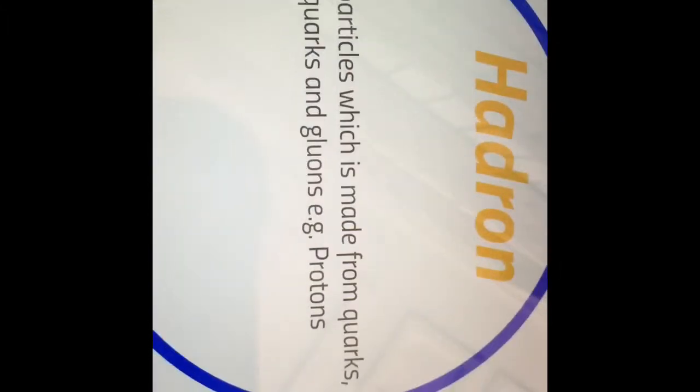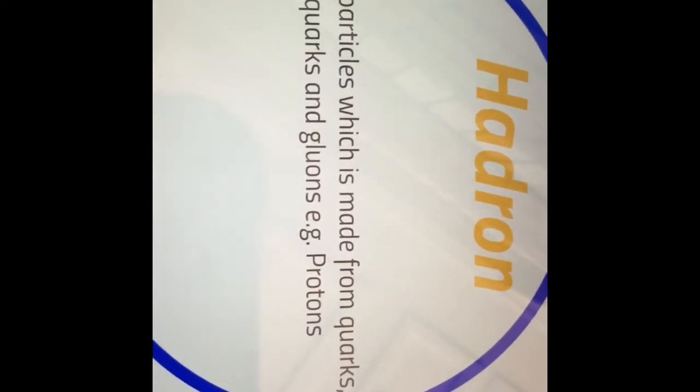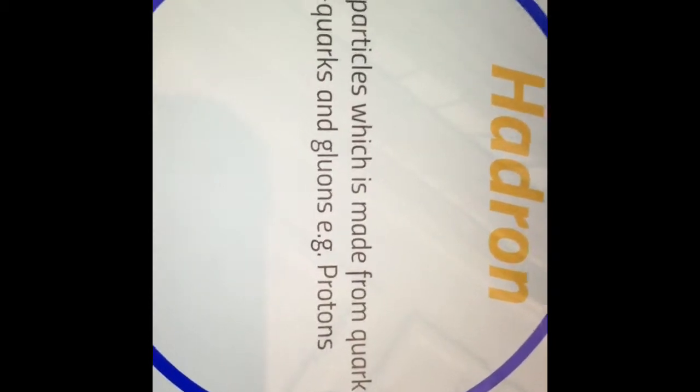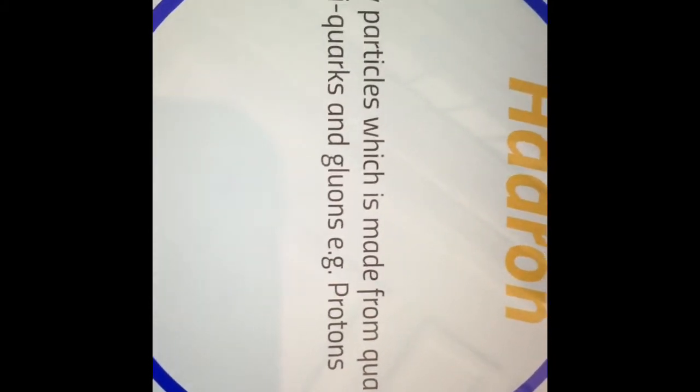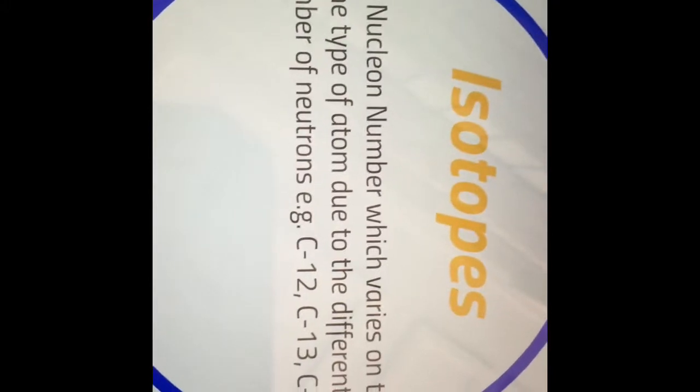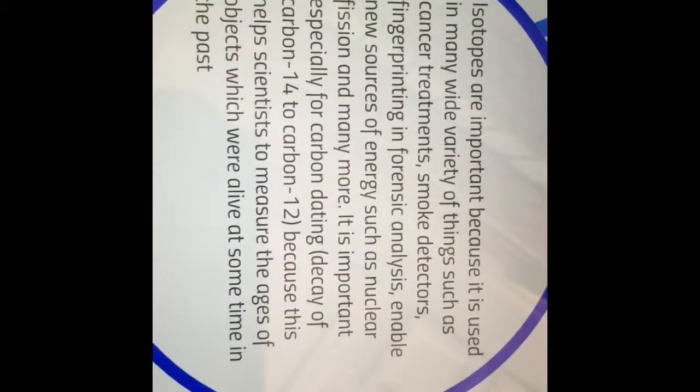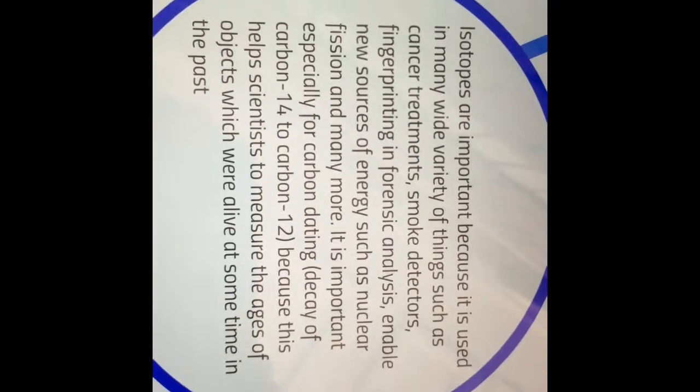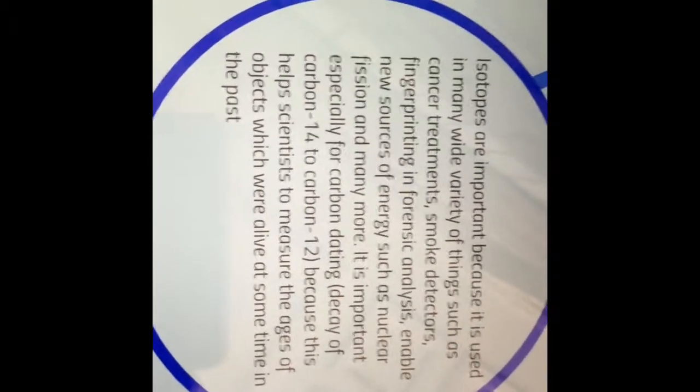There's a nuclide representation. A hadron is any particle which is made from quarks, antiquarks, and gluons, like protons. Isotopes have a nucleon number which varies on the same type of atom due to the different number of neutrons. Isotopes are important because they are used in a wide variety of things, such as cancer treatments, smoke detectors, fingerprinting, and forensic analysis. And these all enable new sources of energy, such as nuclear fission and many more.